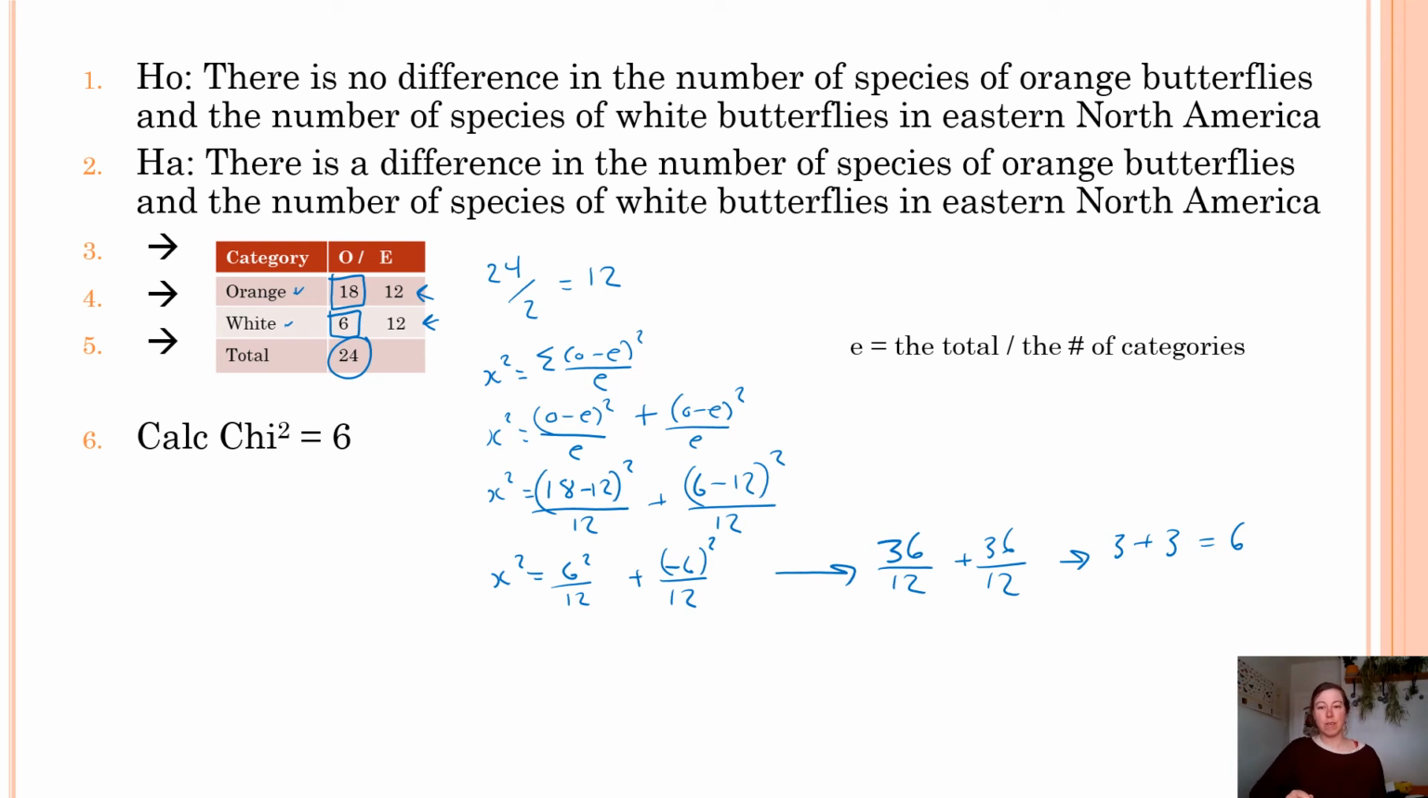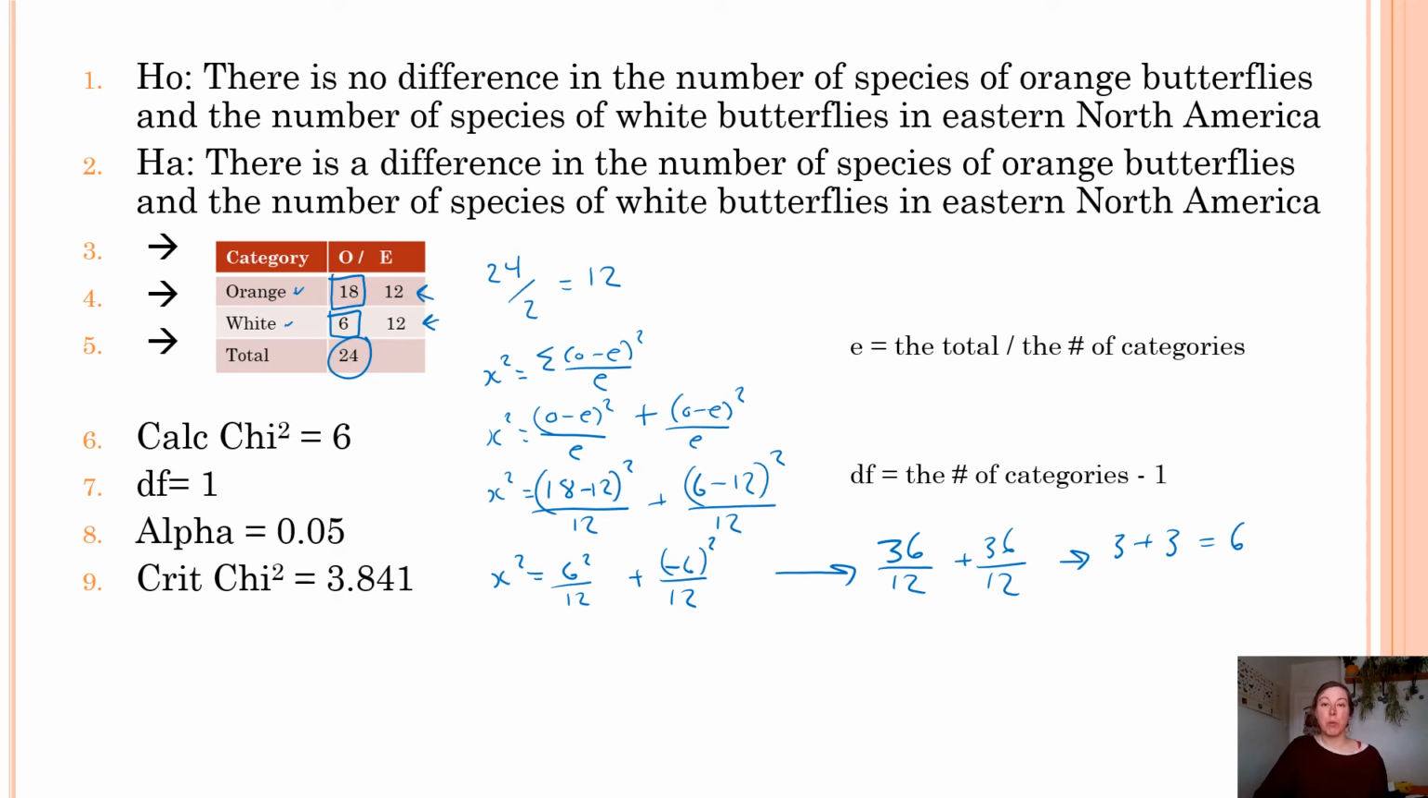Calculated chi-squared is 6. Now we need to find our degrees of freedom. So that's our number of categories minus 1. We have 2 categories, so our degrees of freedom is 1. If our degrees of freedom is 1 and our alpha is 0.05, we're going to be in the same place on our critical table of values as last time, right? So it's that same 3.841. Which means we reject H0.